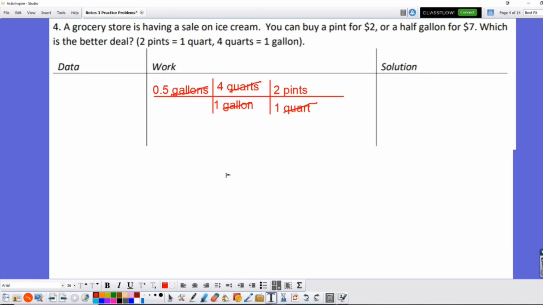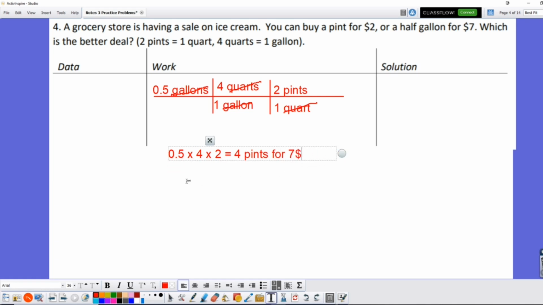The next step in the bridge problem is multiply everything on the top, multiply everything on the bottom, do top divided by bottom. So if I do 0.5 times 4 times 2, that is going to equal to 4. Okay? And then if I do 1 times 1, that just gives me 1. So what am I left with here? I am left with 4 pints. And for the bigger size, 4 pints was equal to $7. So that was $7 for 4 pints. So let me go ahead and put that in.